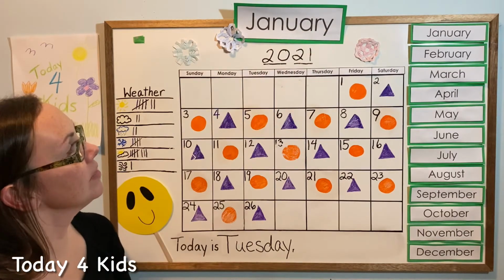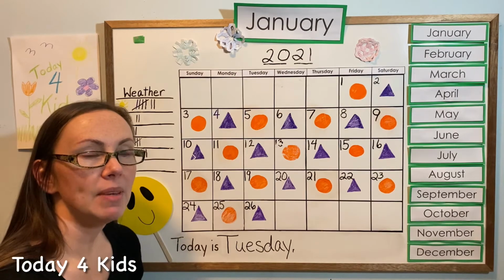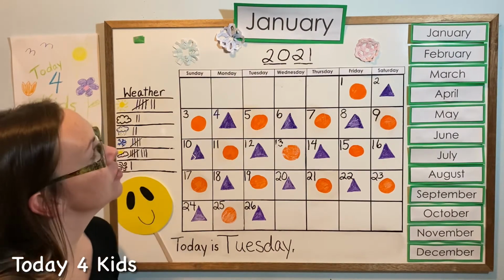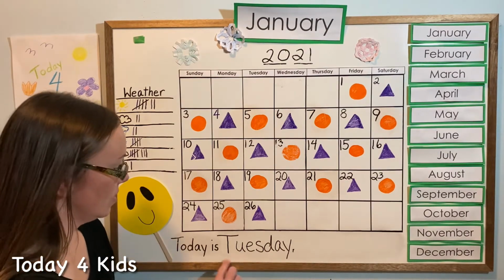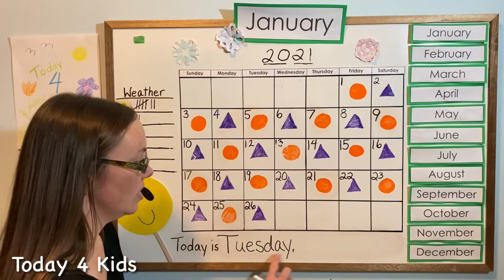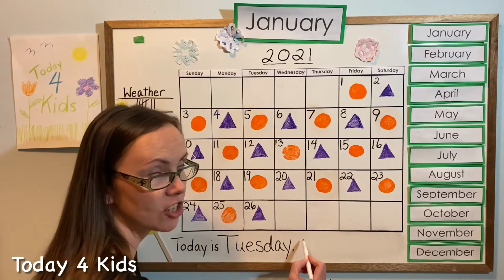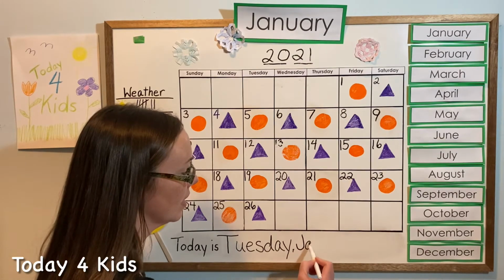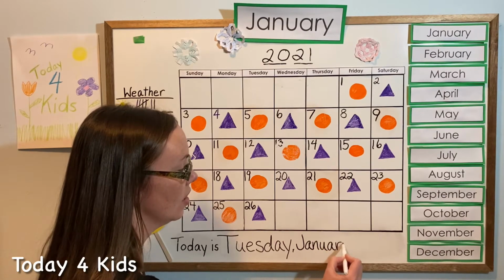January. January. J makes a J sound like jiggle or jelly bean. J. So let's put January after the Tuesday. So today is Tuesday, comma, January. So put capital J because January is the name of the month. So capital J, A, N, U, A, R, Y.